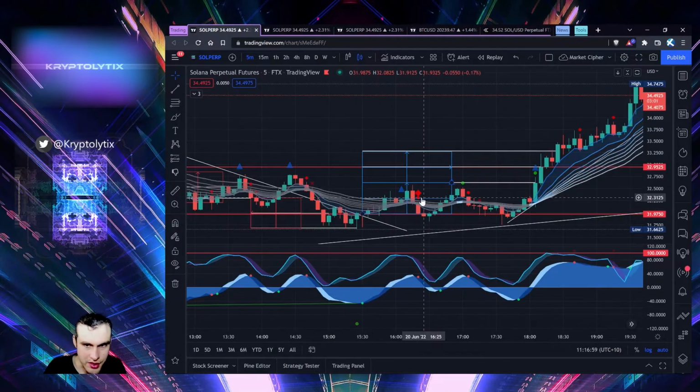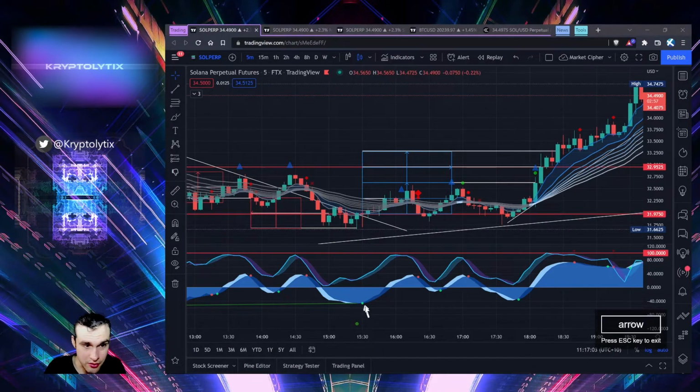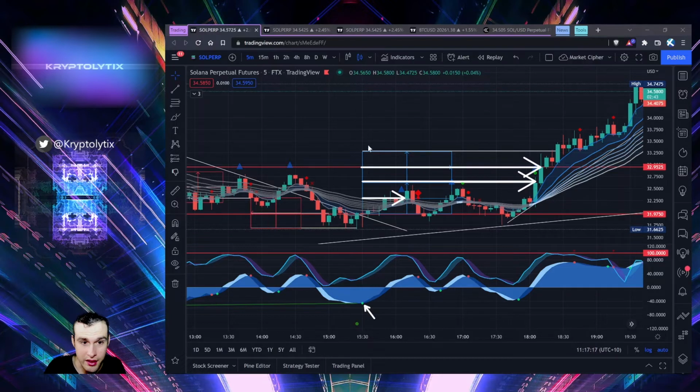So here's the next one. This one was a win. You can see right here, there was the entry point there. The entry price was right here, and take profit was there, there, and finally there. So that one was fine.